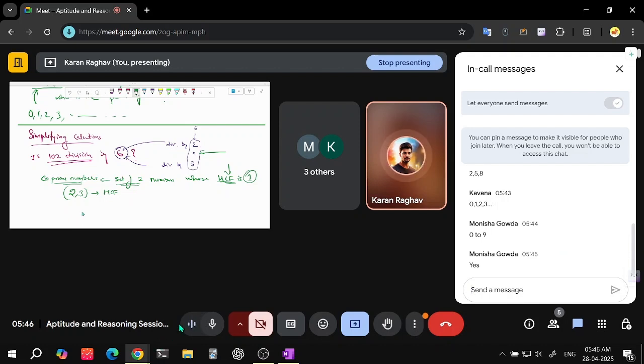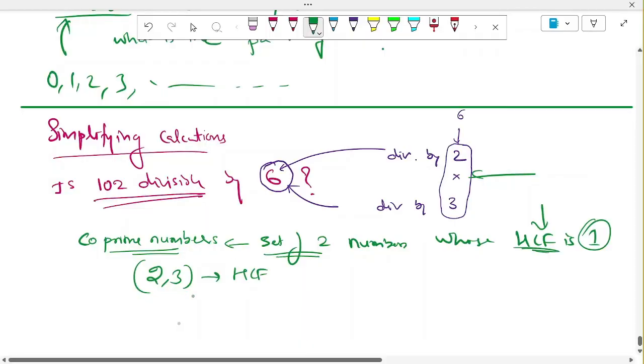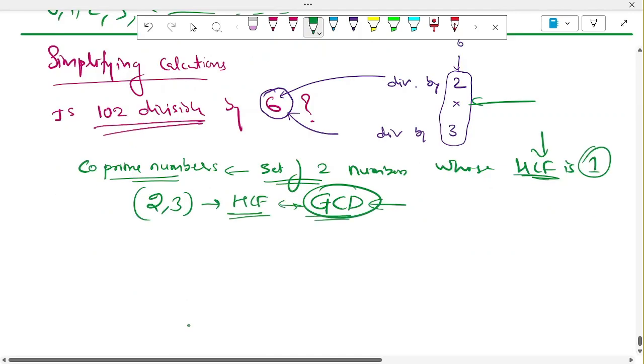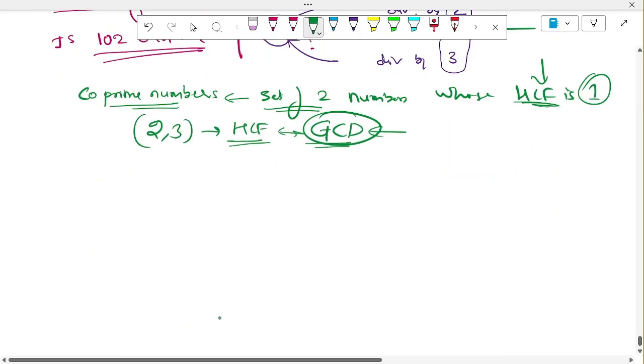Highest common factor also has a lot of applications in mathematics. Highest common factor is also called GCD, greatest common divisor. Highest common factor, greatest common divisor, both are the same thing. Now I'll tell you how to find this. There are two methods to find the highest common factor for any given set of numbers.